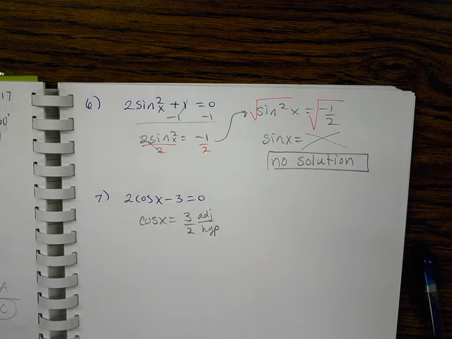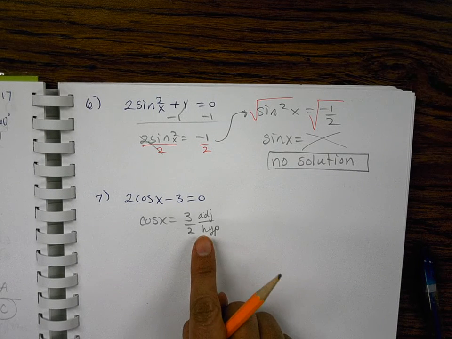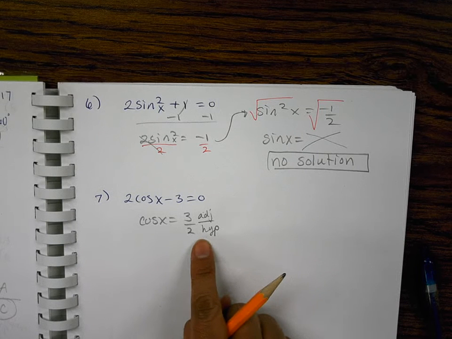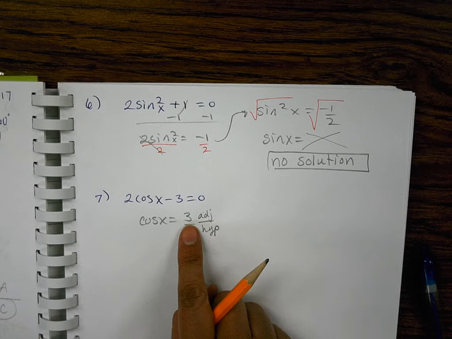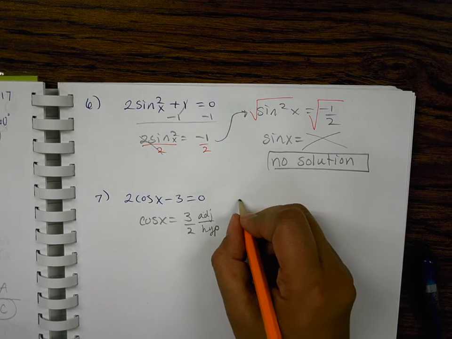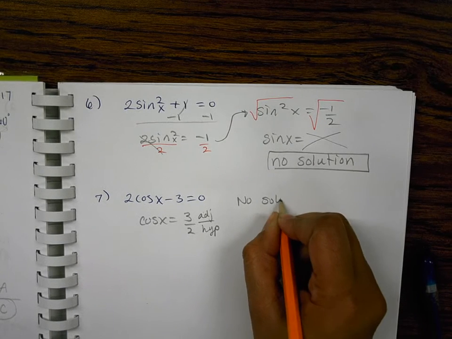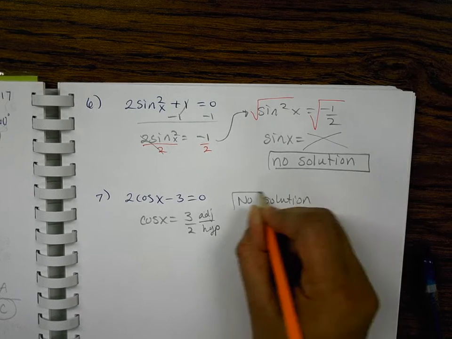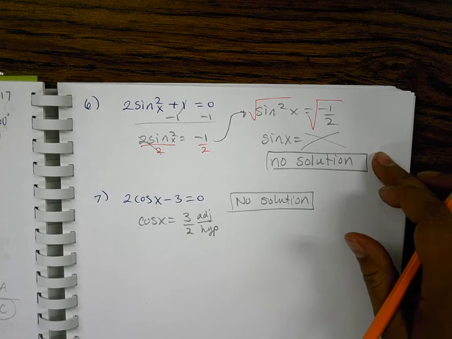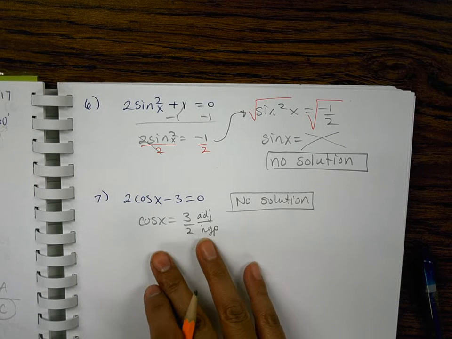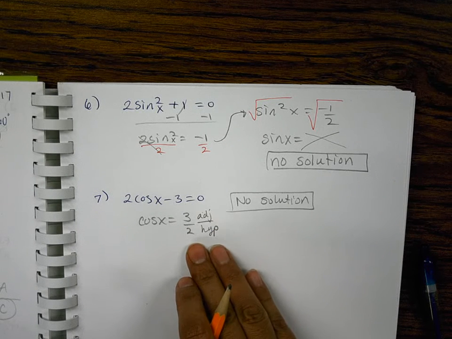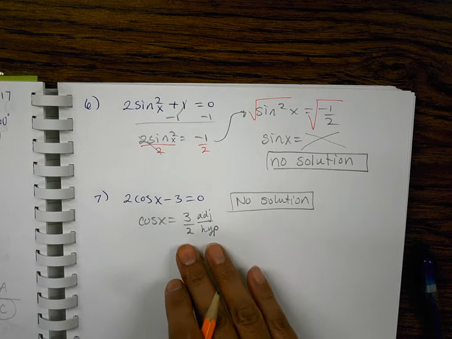I'm hoping you said because your hypotenuse should always be your longest side, so it makes no sense to have a hypotenuse of 2 and your adjacent side being larger. That's mathematically incorrect. It's not possible, so this is also no solution. For a different reason from number 6, this was no solution because you couldn't square root the negative. This is no solution because it's mathematically incorrect to have an adjacent side larger than a hypotenuse side. It's mathematically impossible to draw a right triangle that way.